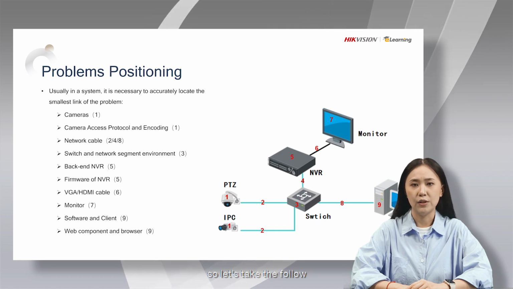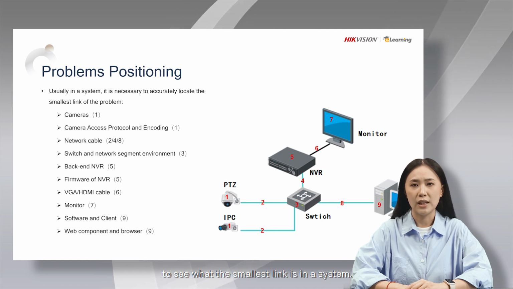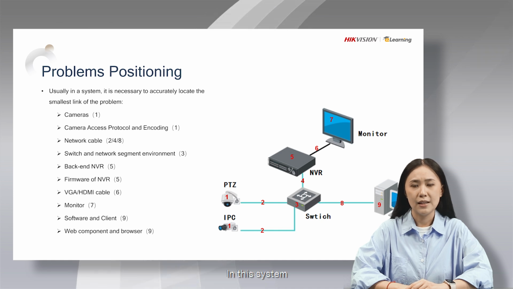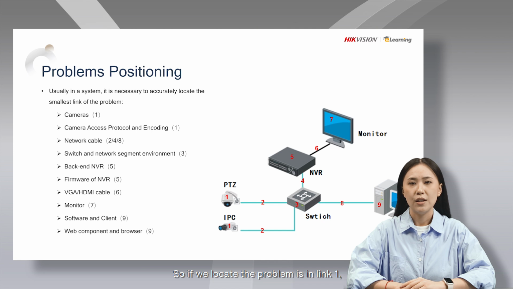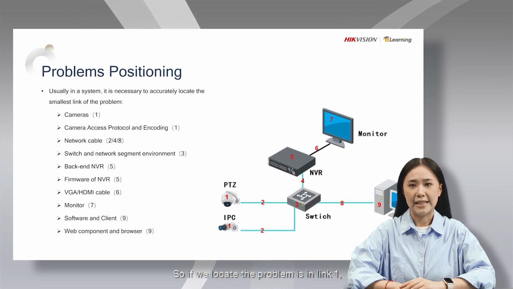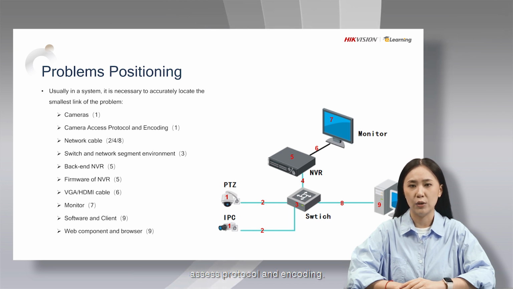So let's take the following network video security system as an example to see what the smallest link is in a system. In this system, we mark different links from number 1 to 9. Link 1 means cameras and the camera access protocol and encoding. So if we locate the problem in link 1, it means there's a problem with the camera hardware or the camera access protocol and encoding.